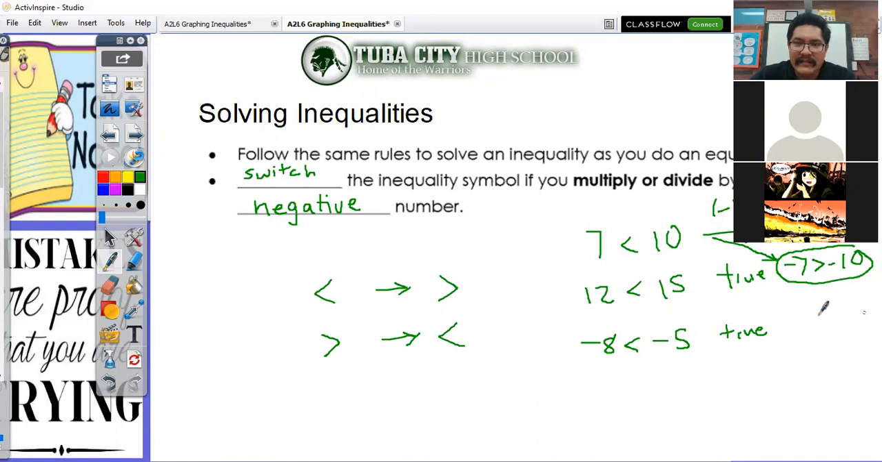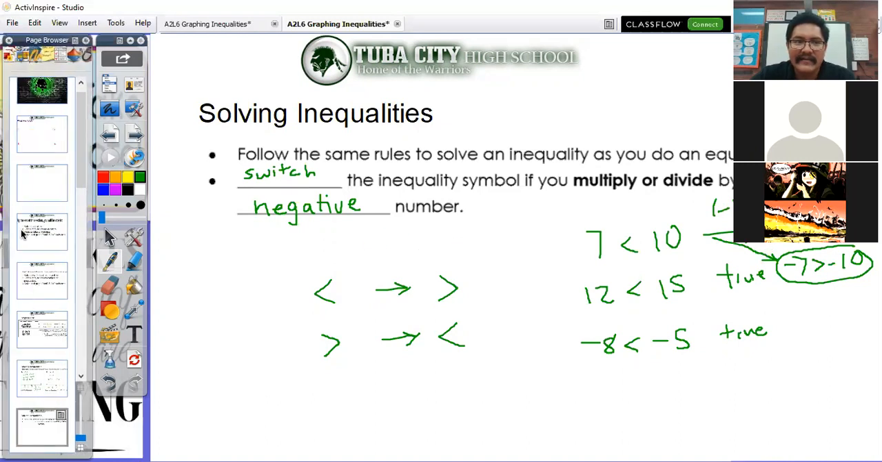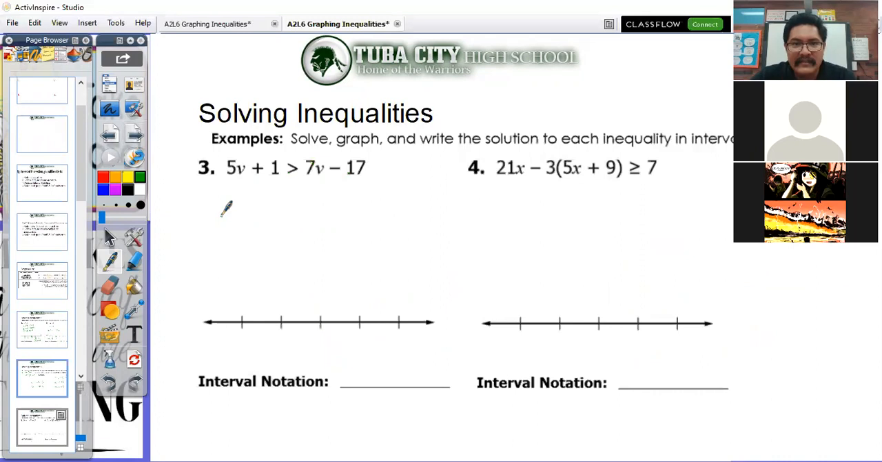So again, just remember that adding and subtracting does not change the statement. The inequality does not change direction if you add or subtract. Only when you multiply or divide by a negative, then you get to switch the sign. All right, so let's go ahead and practice some of these now.